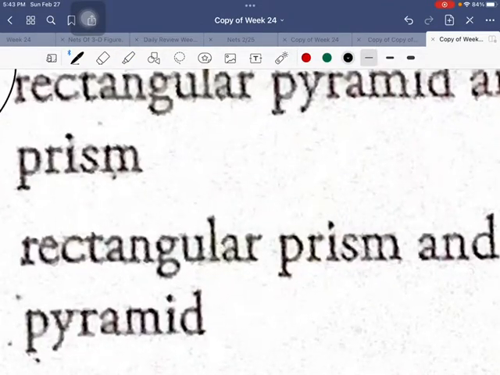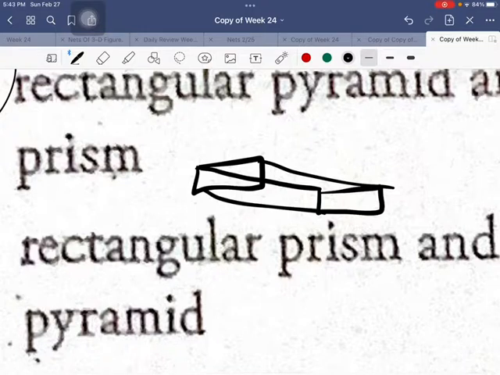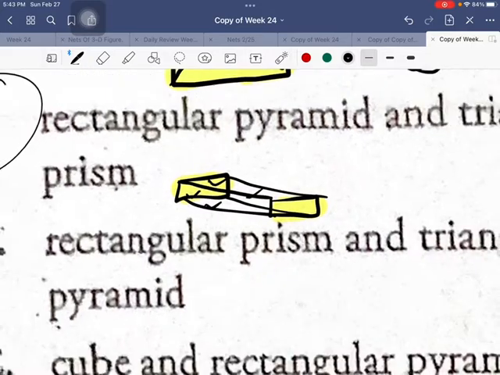Rectangular prism. That means there's going to be 2 of them. Lo juntamos. How many faces? Well, we have the 2, the front and the back, and we have the 4 surrounding them. Top, bottom, the sides. That's 6 faces.